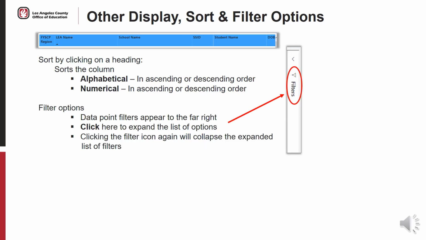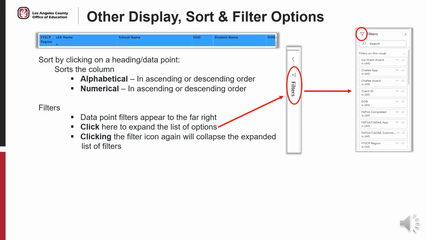You can filter data by using the Filters menu on the far right. Click the funnel-shaped icon to expand the list of options. Clicking the filter icon again will collapse the expanded list of filters.